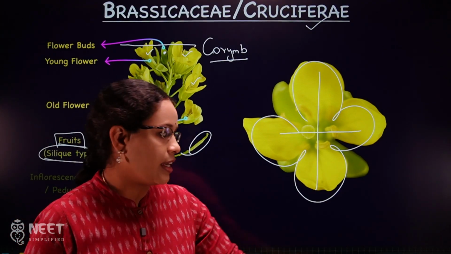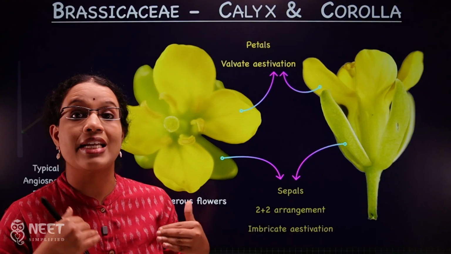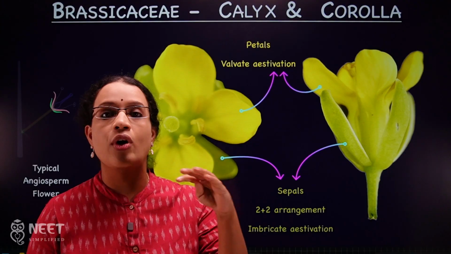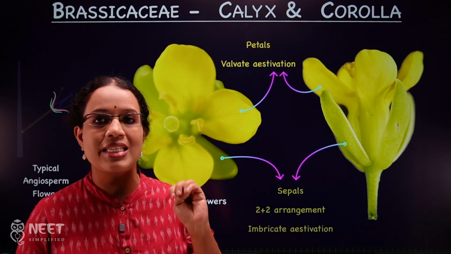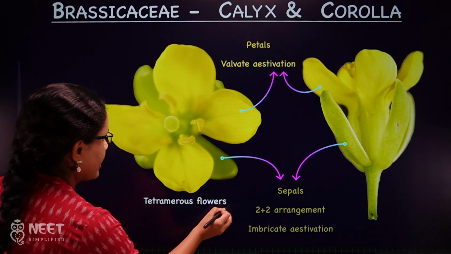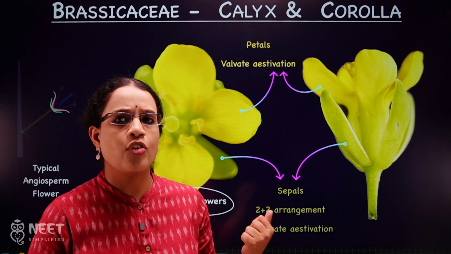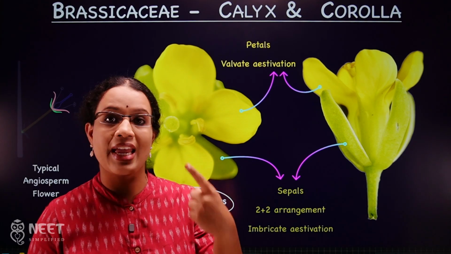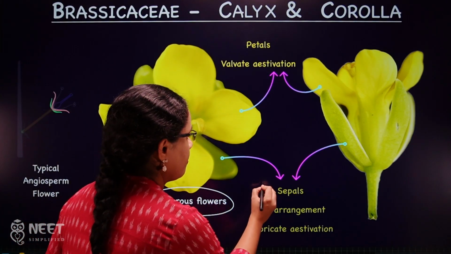The flowers here, in case of Brassicaceae, are tetramerous. That means the floral parts are all 4 in number. You are seeing that there are 4 petals and 4 sepals, right? So don't forget that the flowers are tetramerous. Coming to the sepals first, we always discuss calyx and corolla, isn't it? Now coming to the calyx, you're going to see that there are 4 sepals.